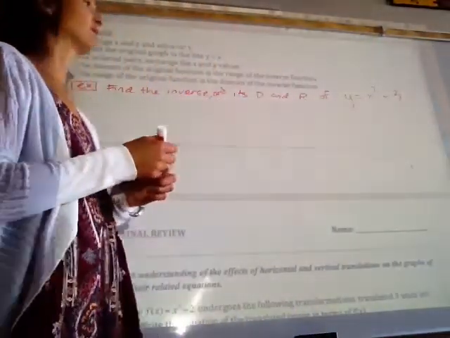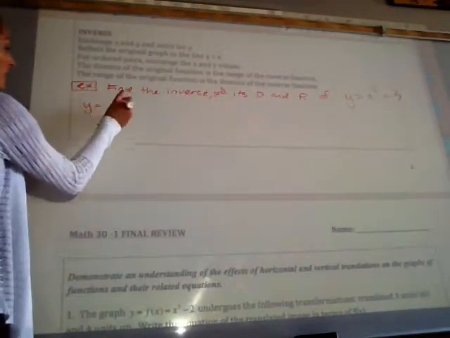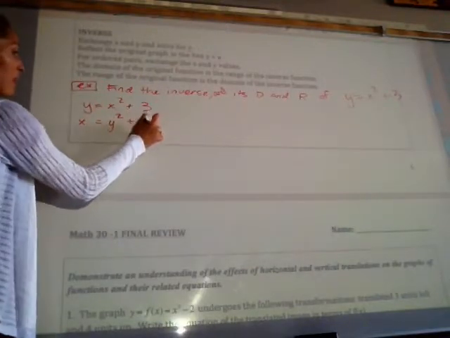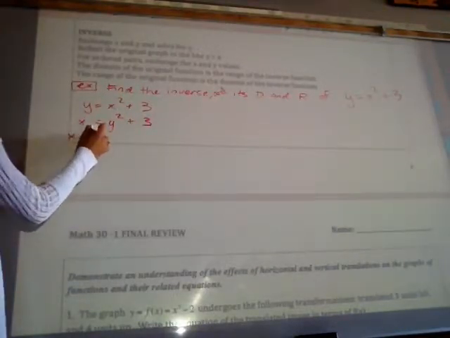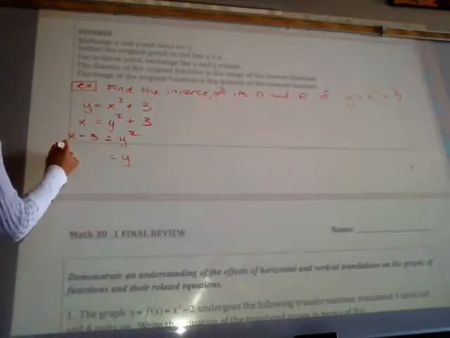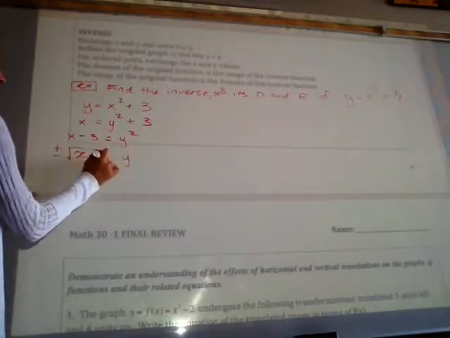In order to solve for this algebraically, we start with the equation y equals x squared plus 3, and we exchange the x and the y. Okay, so now we have x equals y squared plus 3. Our goal now is to isolate the equation so we have a y equals equation. So subtract 3 over, we get x minus 3 equals y squared. Then we need to square root both sides. What do I have to remember when I square root both sides? Plus or minus. Good. So my inverse will be y equals the positive negative square root of x minus 3.